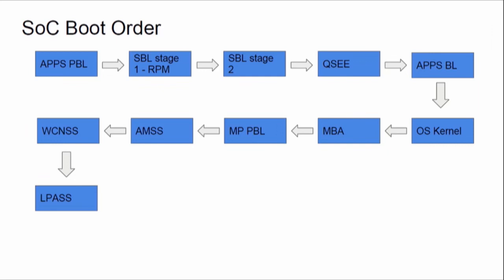So that loads the application bootloader. That's like A-boot or S-boot, which actually boots your Android kernel, for example. So that handles loading the kernel. And then the kernel itself pushes over something called a modem boot authenticator, which handles validating the actual modem image, which is then pushed over. And the modem has its own set of bootloader, and then the AMSS software is validated, and the modem is brought up. Then after that, your wireless and your other DSPs are brought online.